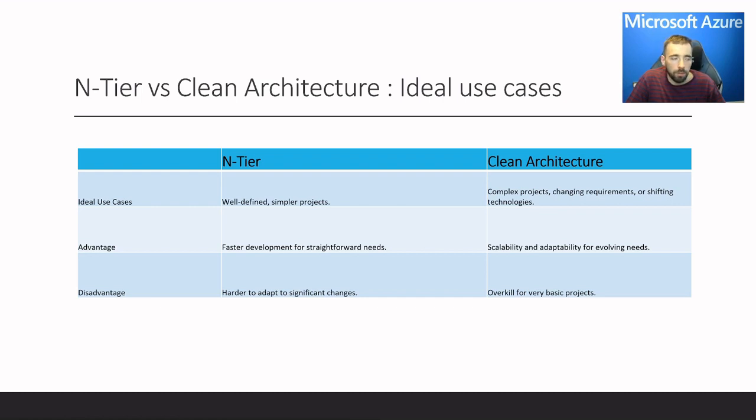So finally, for our comparison between N-tier and the clean architecture, we've got ideal use cases. For an N-tier application, it's ideal for well-defined and simpler projects. For clean architecture, it's ideal for complex projects, changing requirements, and shifting technologies. The advantage of N-tier is faster development for straightforward needs, and for clean architecture, it's scalability and adaptability for evolving needs. The downside of N-tier, harder to adapt to significant changes, and clean architecture, it's overkill for basic projects.